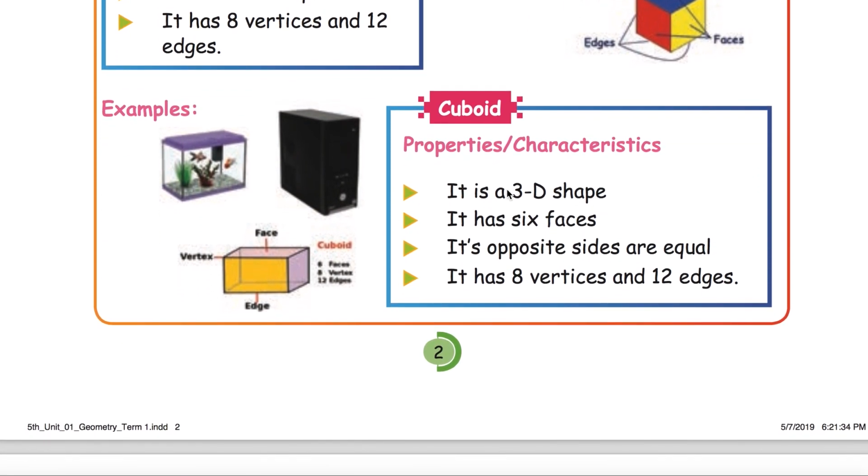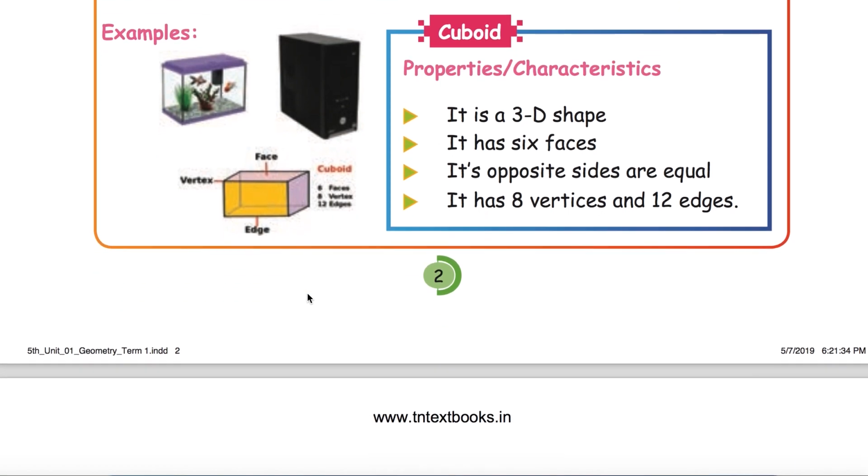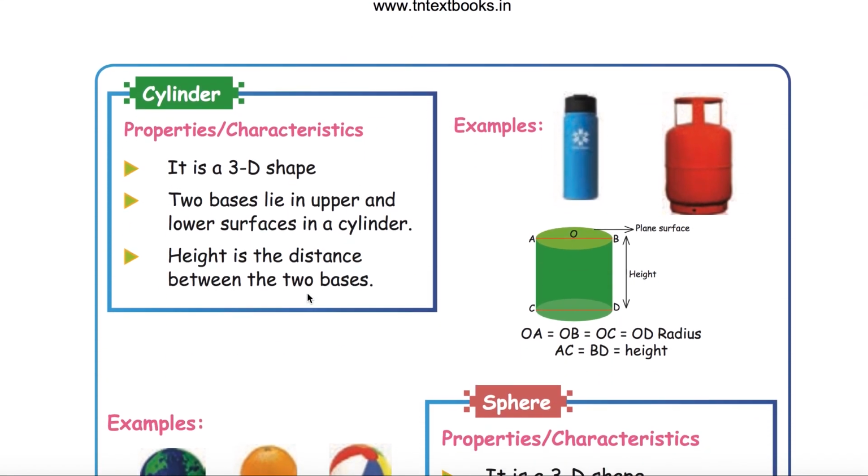It is a 3D shape. It has six faces, similar to your cube. Unlike cube, for a cuboid, opposite sides are equal. It also has 8 vertices and 12 edges. You can count on your own. Next one is cylinder.